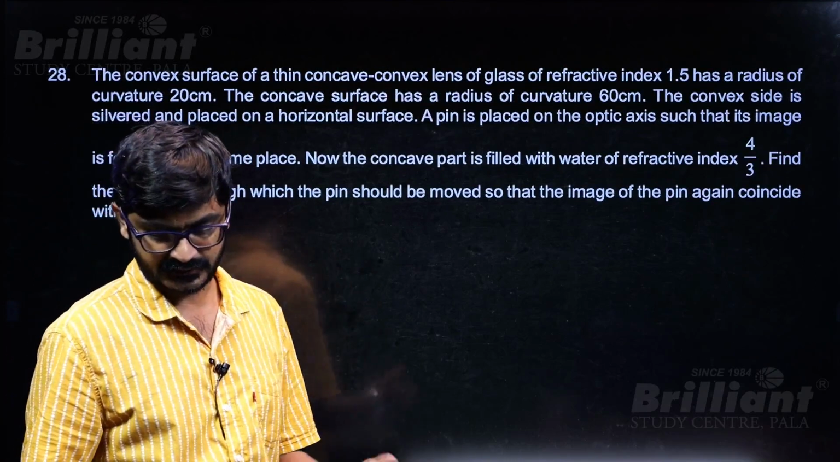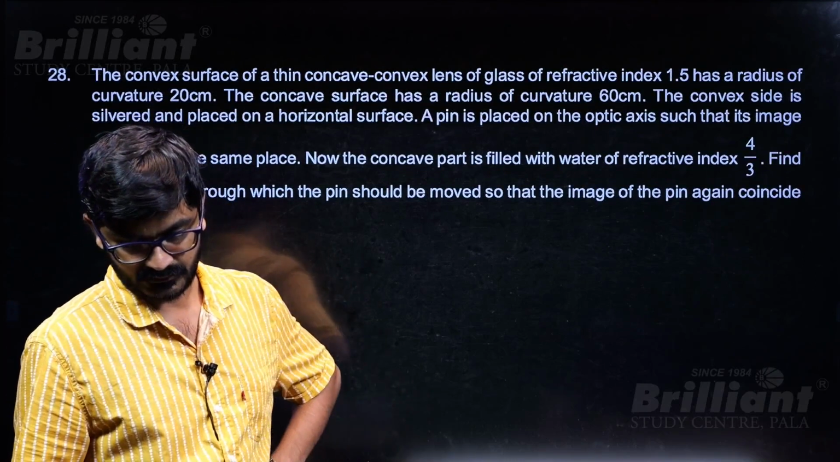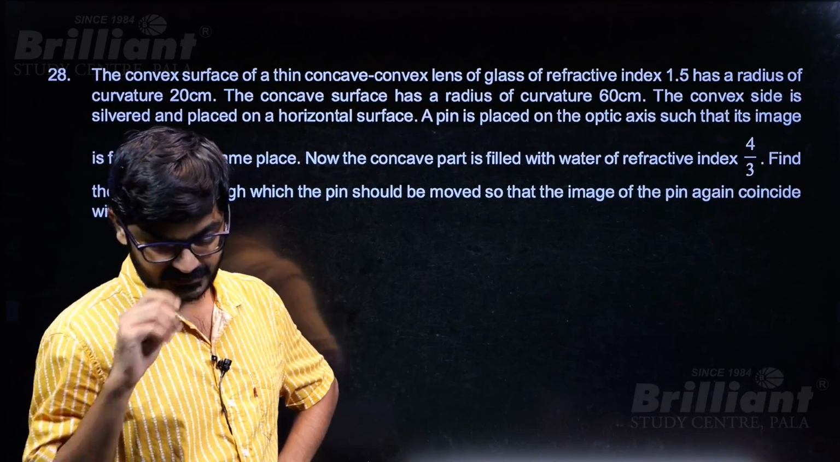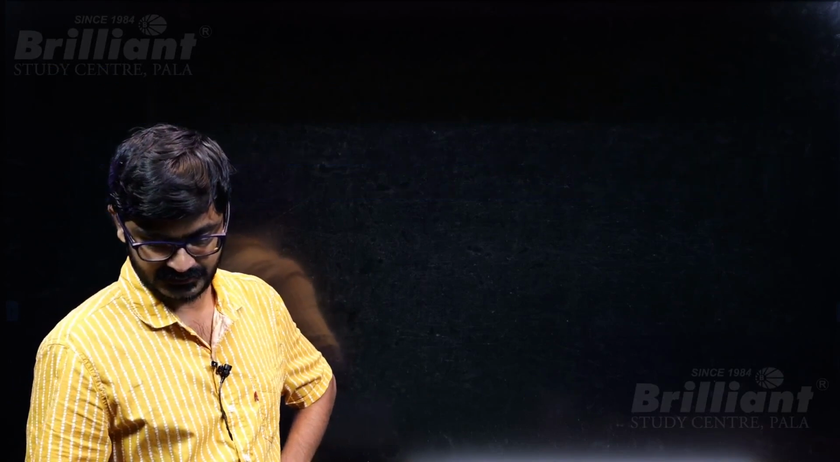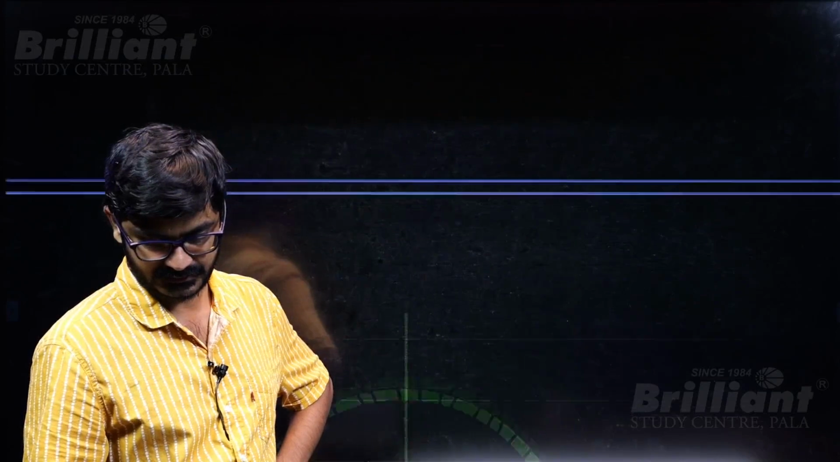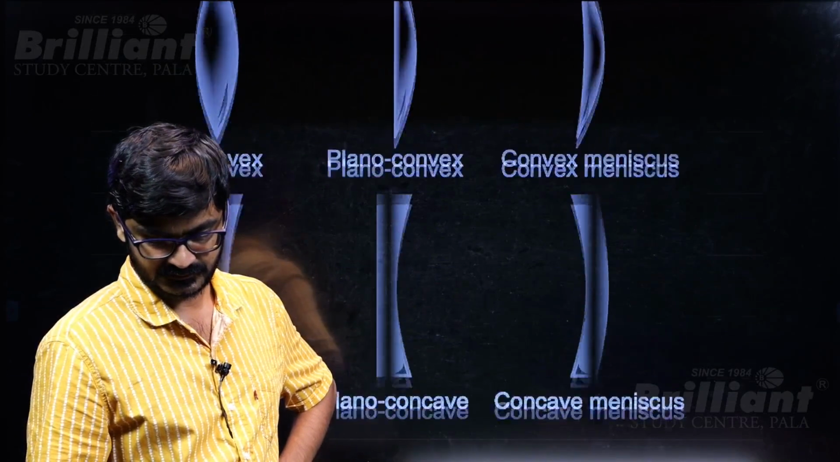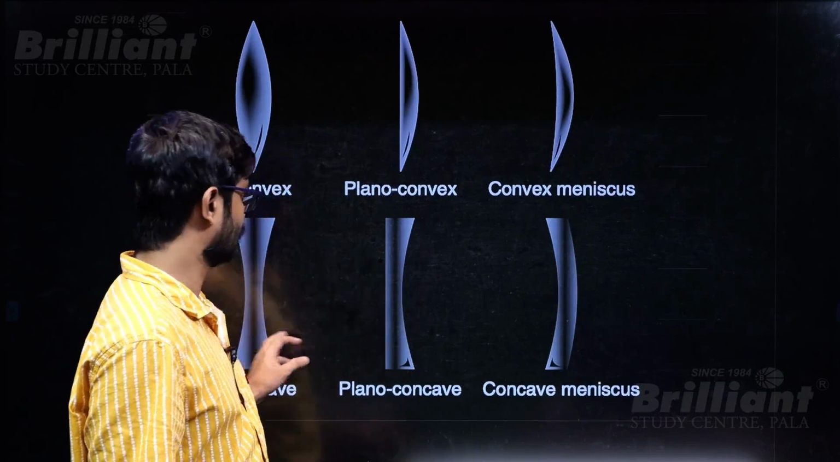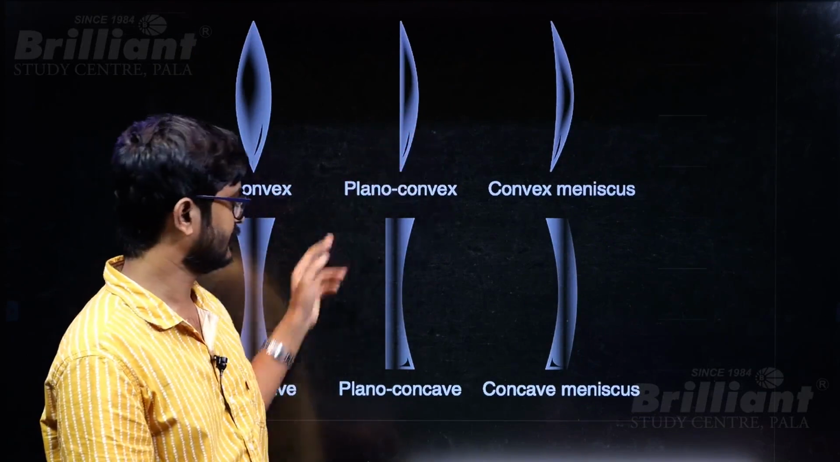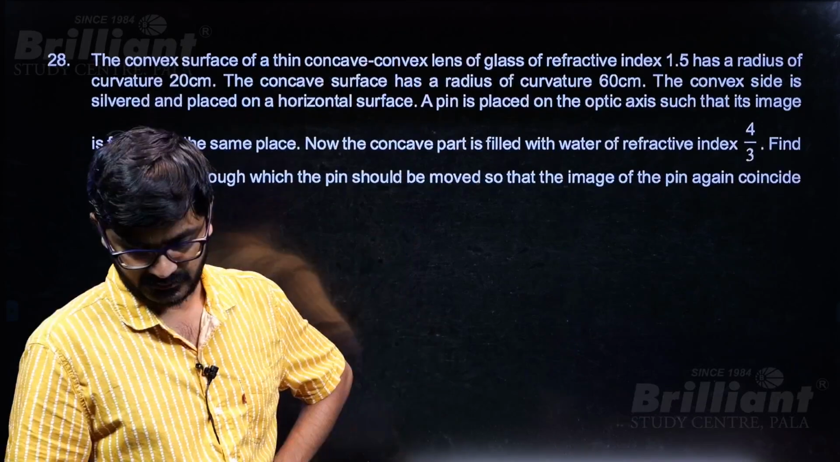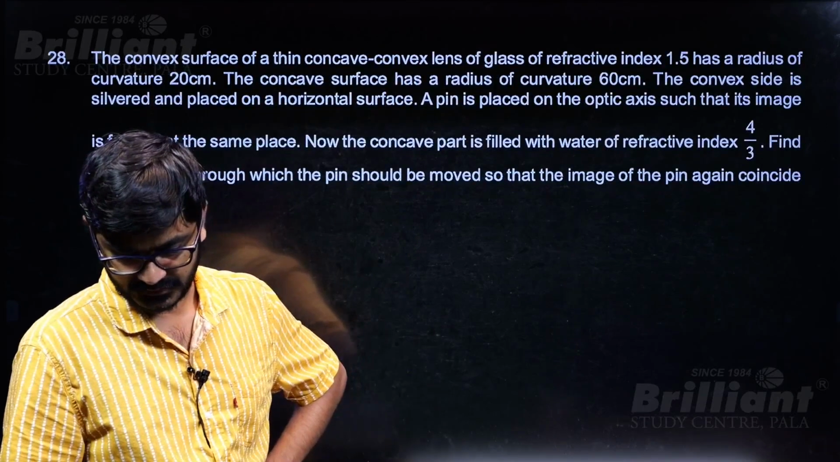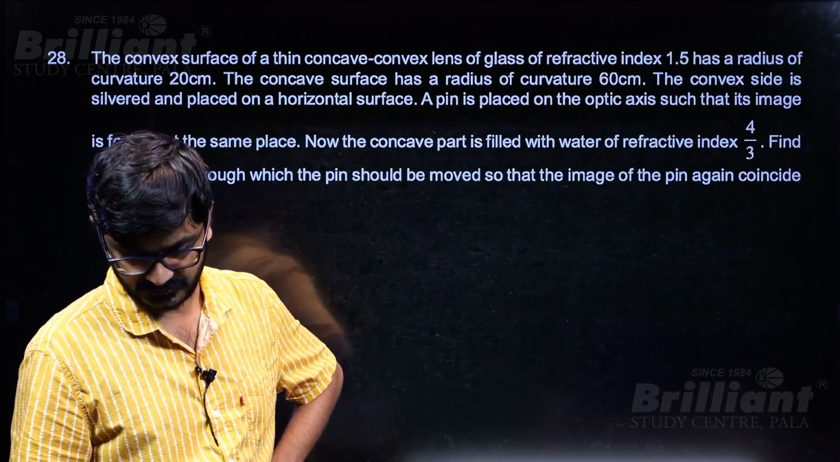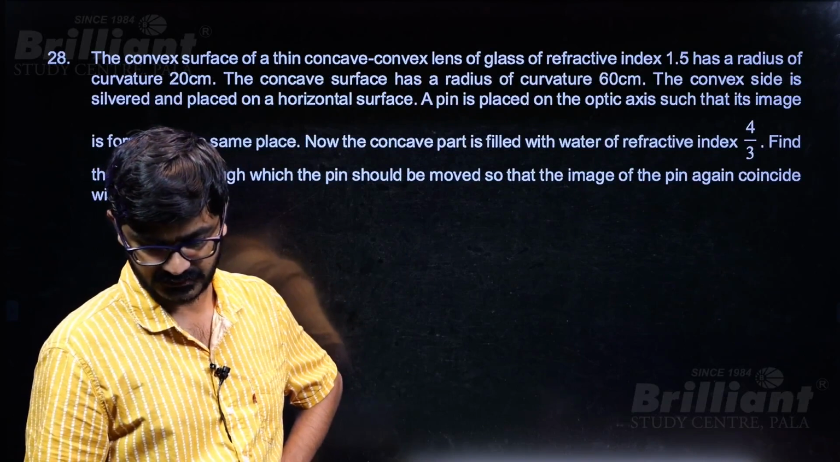A convex surface of thin concave convex lens. Okay, you will see what does that mean. So these are the shapes of the lens generally. These are the names. Convex on both sides, concave on both sides. One side plane, one side convex, one side plane, one side concave. The convex surface of thin concave convex lens. Okay, so you can read the question. I will explain what the question says.